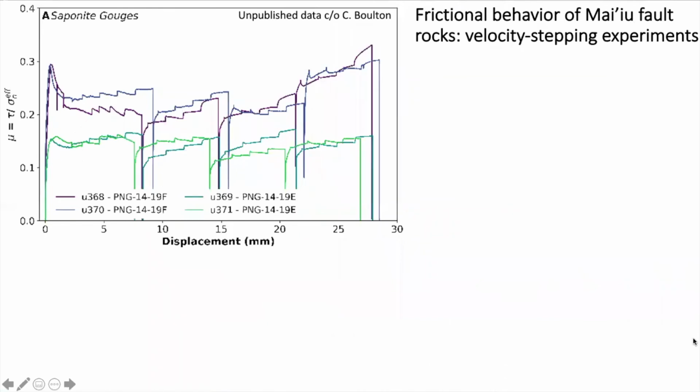We can take samples of these rocks, and Carolyn Bolton's done this. She took samples of different fault rocks from the Mayu Fault and performed frictional velocity stepping experiments in the lab. So these are similar to the rate state plots that we were looking at earlier. So here on the y-axis is the effective friction coefficient, so the frictional strength, and on the x-axis is displacement. So everywhere where there's a little bump, that's a velocity step being applied, and then the resultant friction is being measured before the next velocity step.